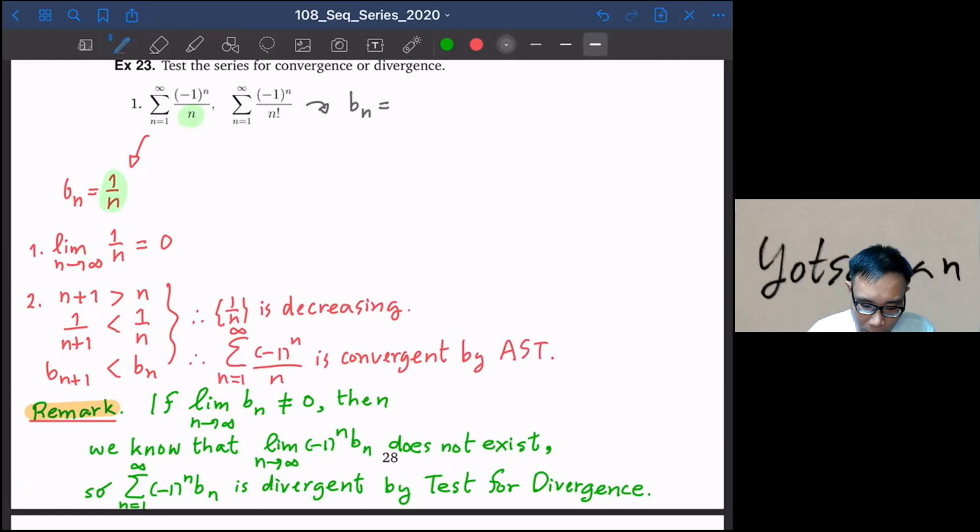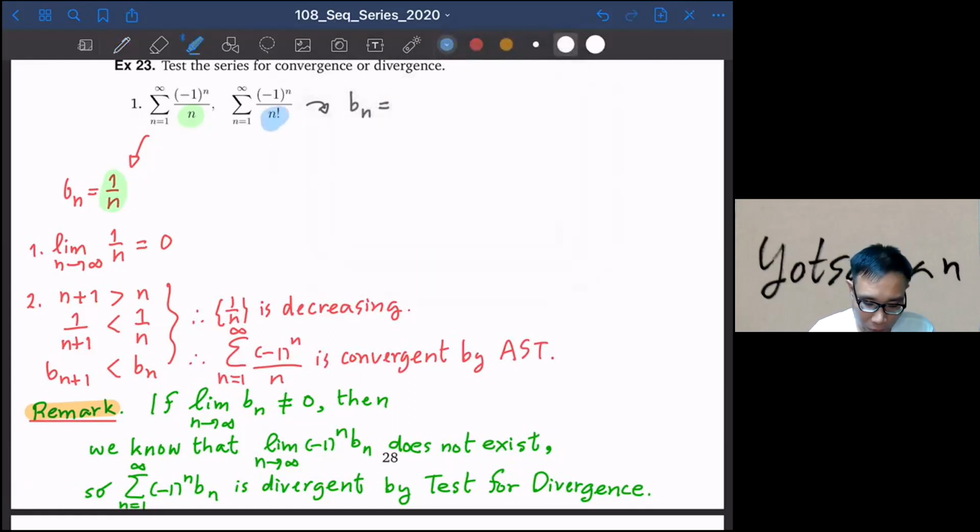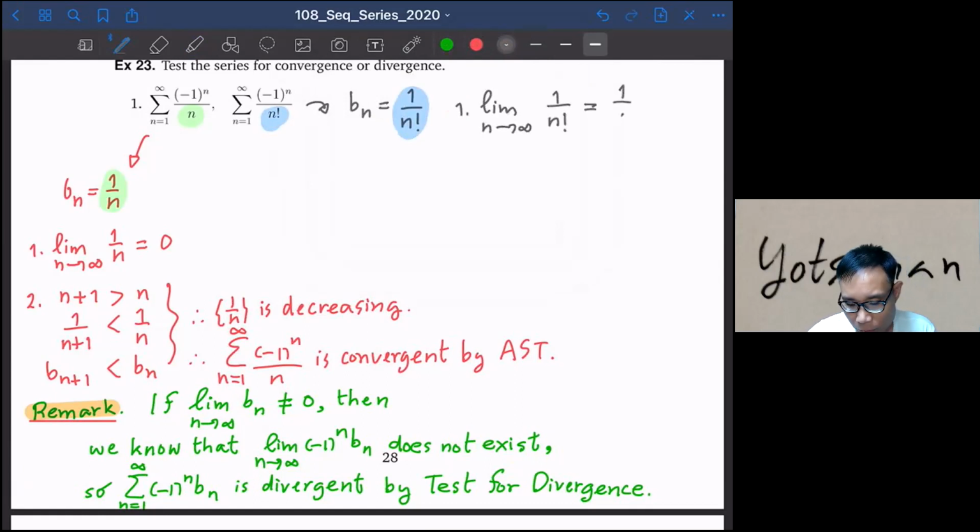The next one, you see here that you're going to have a different bn. For bn in the second case, you have n factorial, so bn equals 1 over n factorial. And this turns out to be the sequence that you'd like to test. So you just find the limit as n goes to infinity of 1 over n factorial, and this is again 1 over infinity, so it becomes 0.